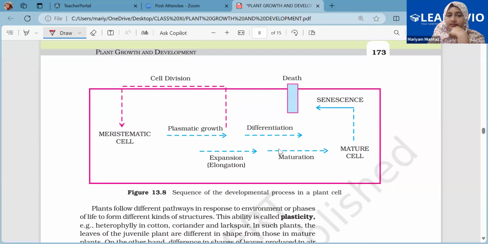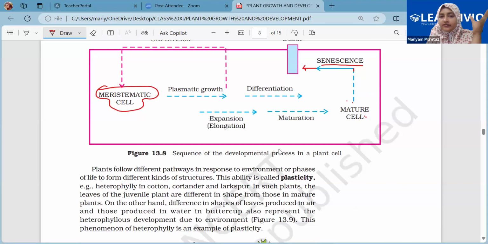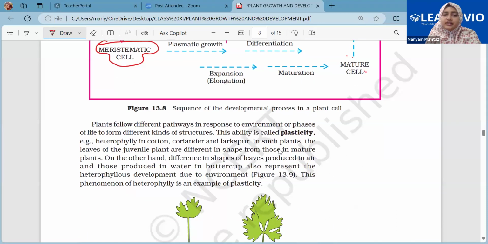First of all, the meristematic cell is there, right? Now, the meristematic cell grows in size by plasmatic growth, meaning the plasma grows, meaning the cell size grows. Then by de-differentiating, it turns into a mature cell. Once this mature cell has served its purpose, it undergoes the period of senescence, that is old age in plants, ultimately leading to death. But this mature cell can also go back to the normal state. We know that by studying the differentiation and redifferentiation.